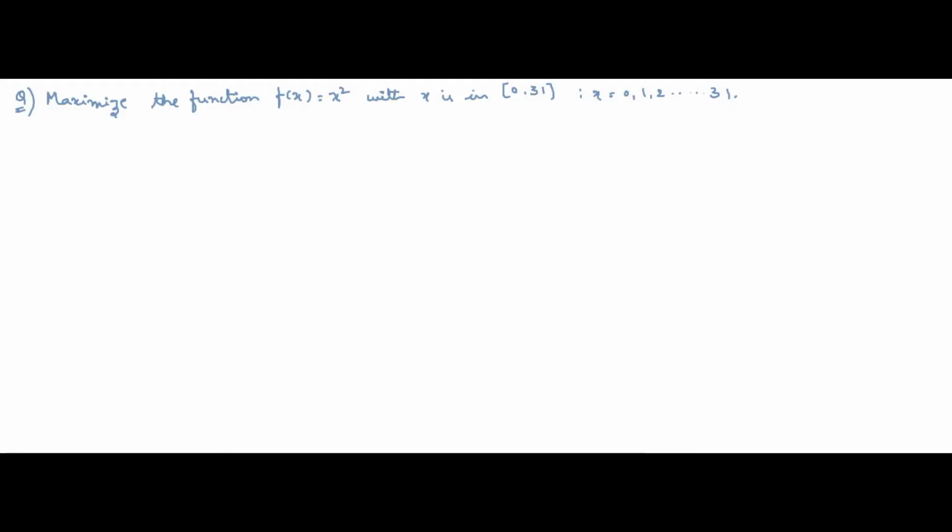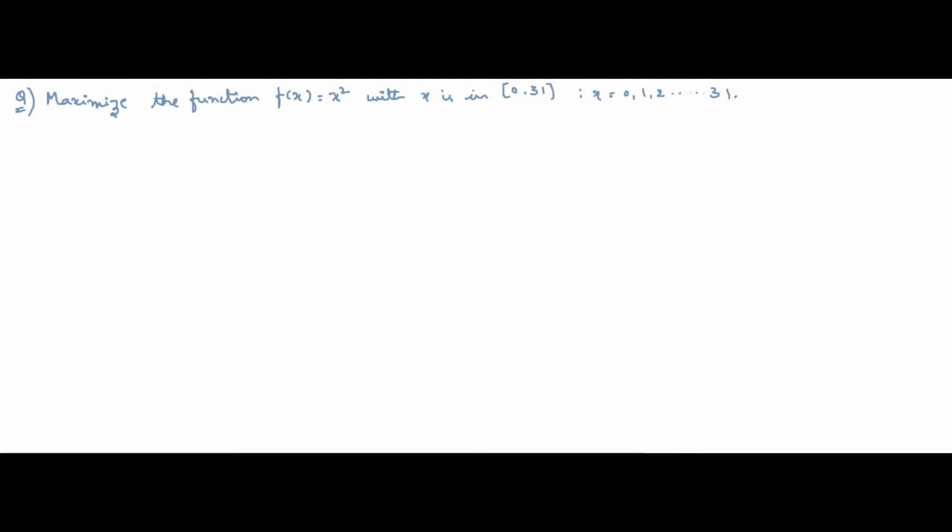Hi friends, let us look at one problem in genetic algorithm. The problem is very simple. Maximize the function f of x equal to x square, with x in the range 0 to 31, that is from 0, 1, 2 and so on up to 31. So how to do this?